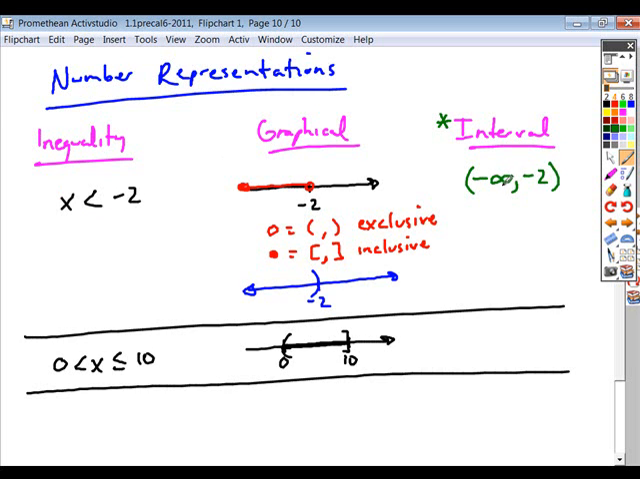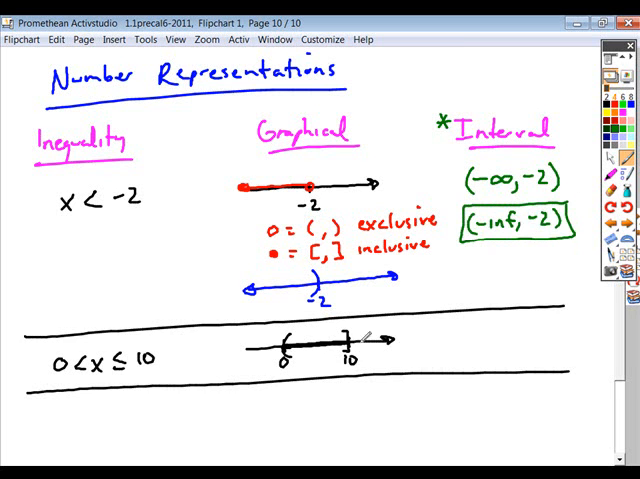Now, in order to express this online, I'll use INF to represent the infinity symbol. So here's how you would actually enter this online if this was your answer: negative INF, comma, negative 2, and the whole thing surrounded in parentheses.